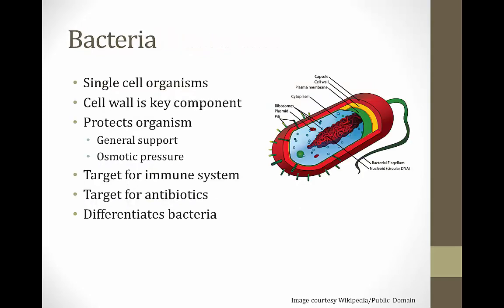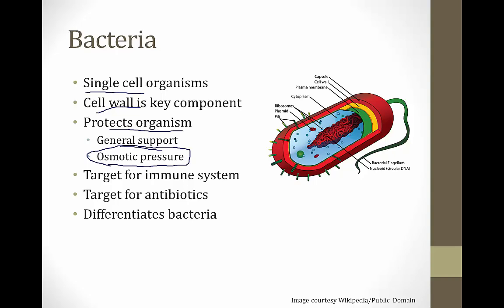So now let's talk about bacteria in a little more detail. So bacteria are single-cell organisms, and one of the most important portions of the cell, especially from a medicine point of view, is the cell wall. For the bacteria, the cell wall protects the organism. It gives general support to the bacteria. It also, very importantly, provides protection from osmotic pressure. If not for the cell wall, electrolytes could get inside and swell the cell.